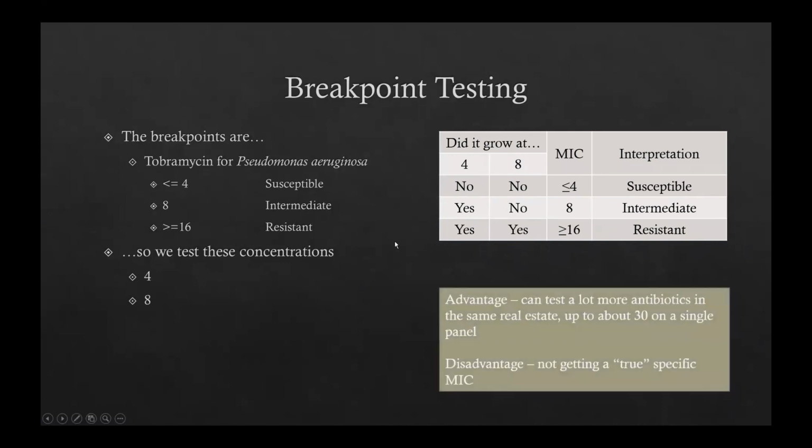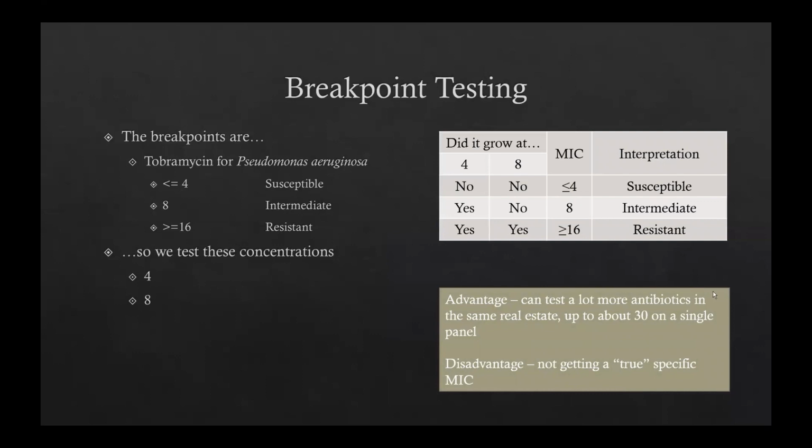This is great for us because I can take that 96 well plate now and do up to about 30 drugs on a single panel. A lot more antibiotics can be tested on the same real estate. The disadvantage is I'm not really getting a true MIC anymore.